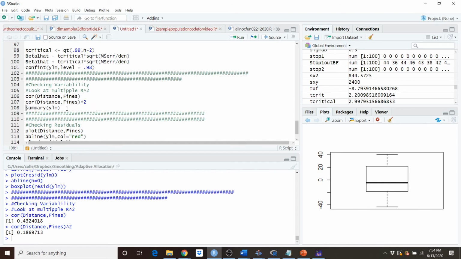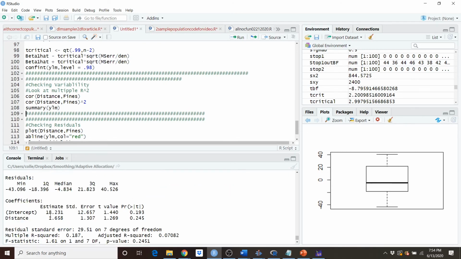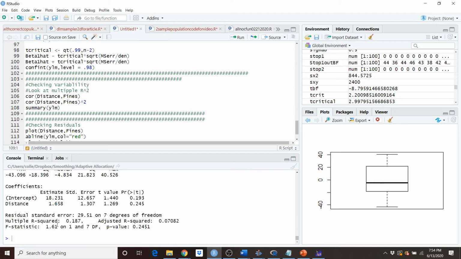Now, I could also use my summary ylm statement. Recall, in our last video, we saw that this summary statement gives us our estimates, our standard errors, our t-values, and our probabilities. But it gives us a few other things. And one of the things it gives us is this multiple r squared value. Notice, multiple r squared, 0.187. There's no need to currently worry about adjusted r squared. This is for multiple linear regression, so there's no need to even use this. Also, notice, our F statistic in this case, 0.2451, is the same as our t statistic for our distance, 0.245. However, let's concentrate on the multiple r squared, 0.187.